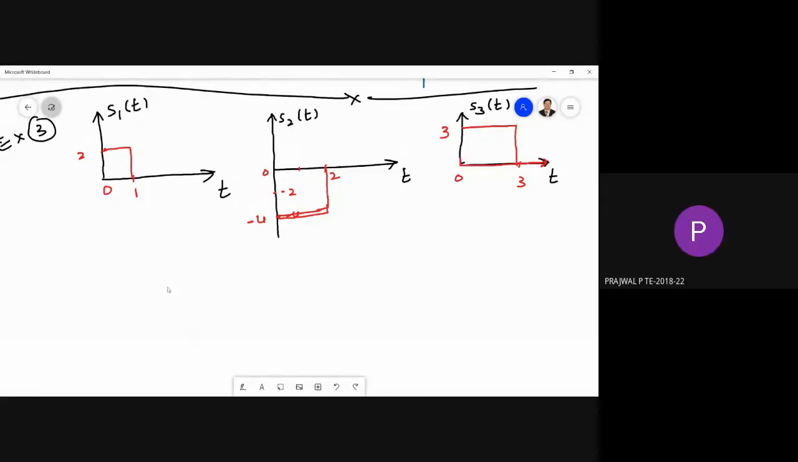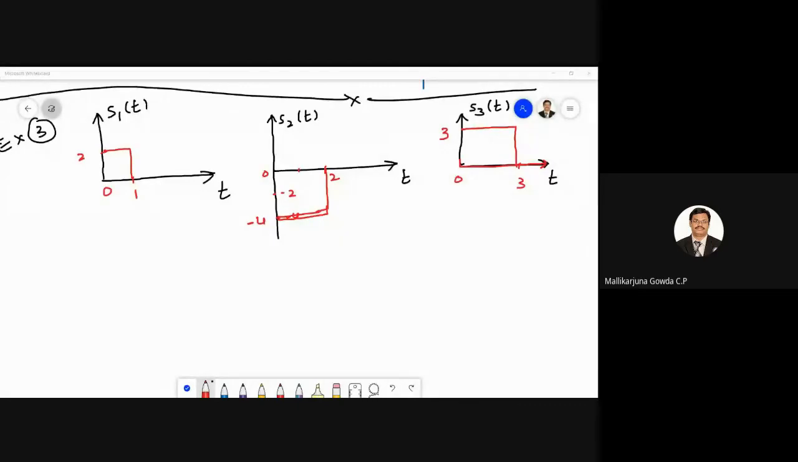Sir, phi 1 is 0 to 1. Yeah, the value of pi 1 of t will be equal to 1 over the period 0 to 1. Correct. Yes, Manoj is there.